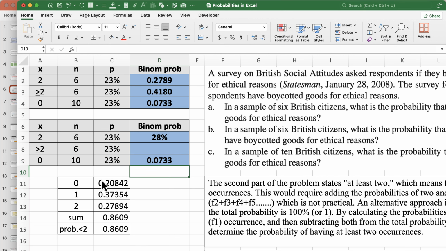If I hit enter, that gives us 0.0733. If you wish, you can convert it into a percentage, which means almost 7%.